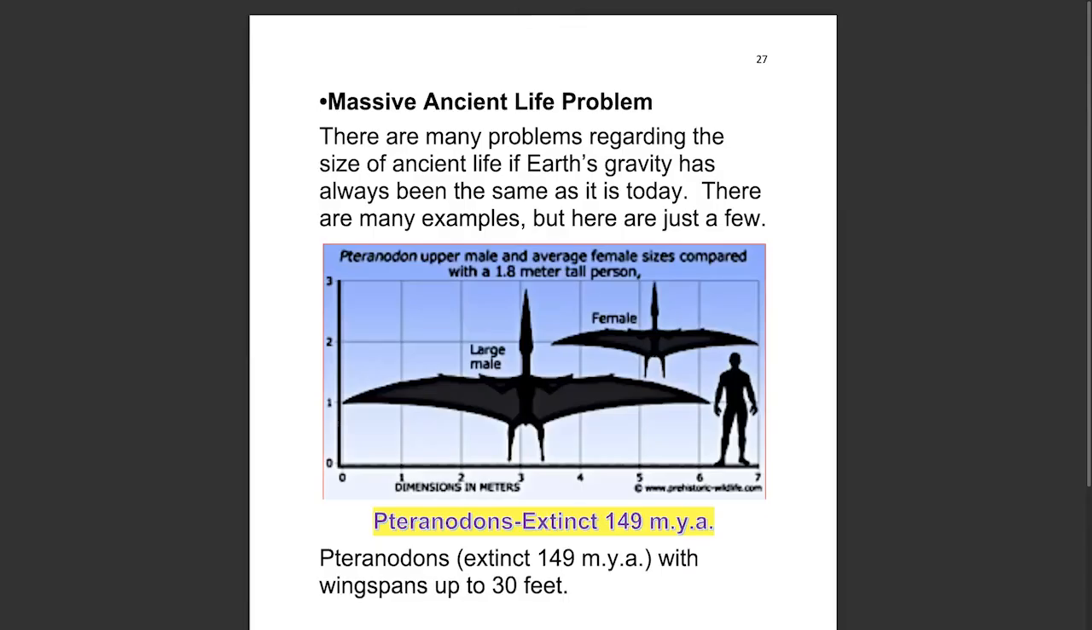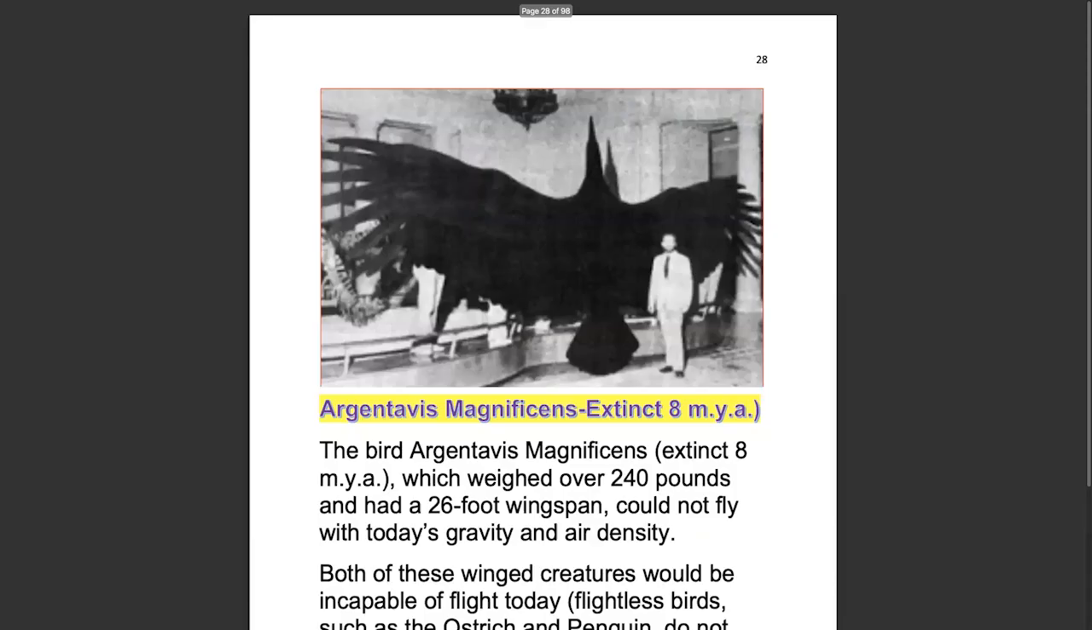For example, massive ancient life problem in general. There are many problems regarding the size of ancient life if Earth's gravity has always been the same as it is today. There are many examples, but here's just a few. A pteranodon, extinct 149 million years ago. Look at the wingspan. Pteranodons had a wingspan of up to 30 feet. That's a bit of a problem.